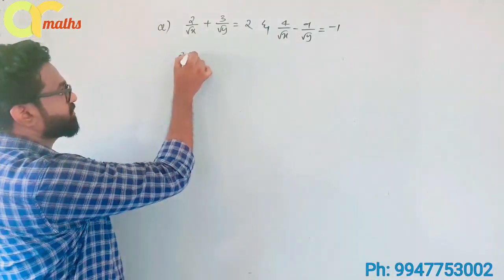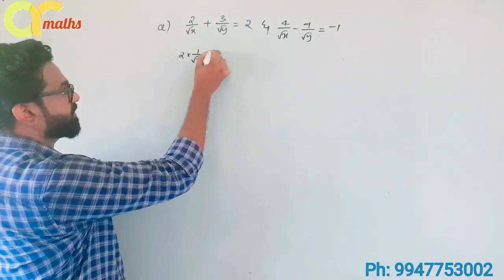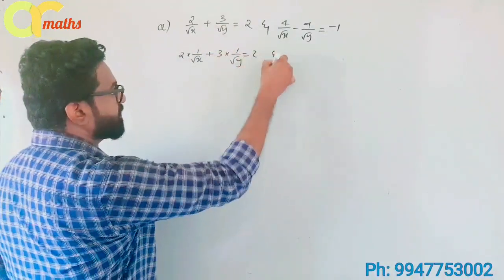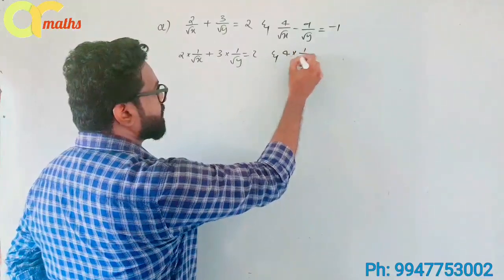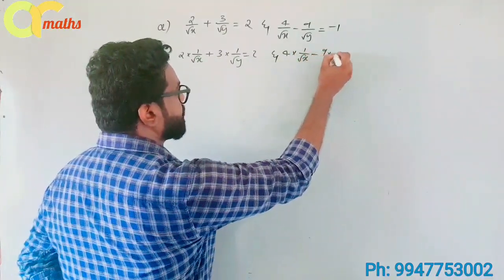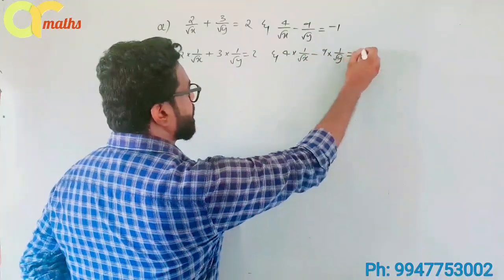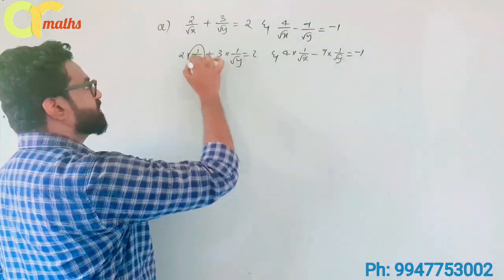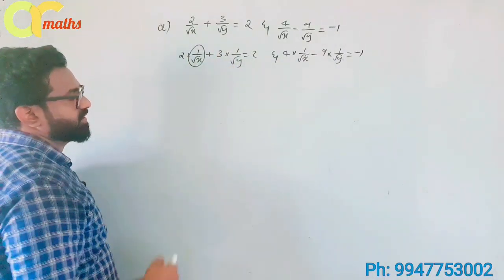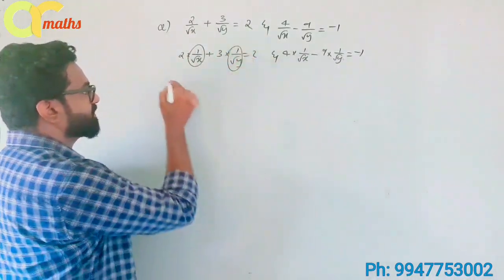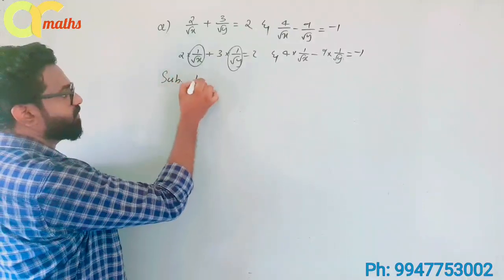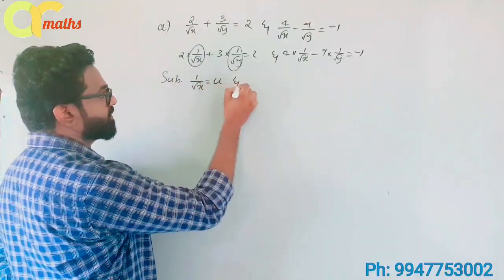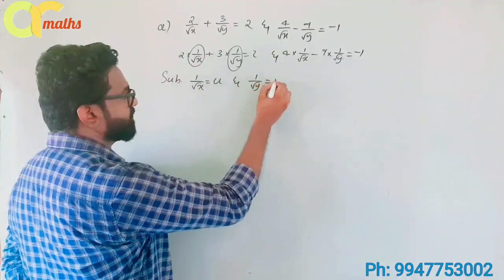Here 2 into 1 by root x plus 3 into 1 by root y equal to 2, and 4 into 1 by root x minus 9 into 1 by root y equal to minus 1. Then substitute 1 by root x equal to u and 1 by root y equal to v.